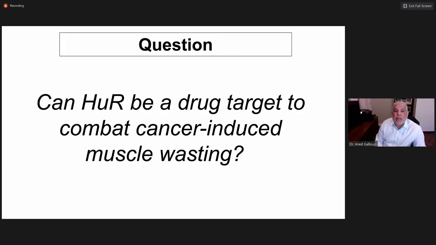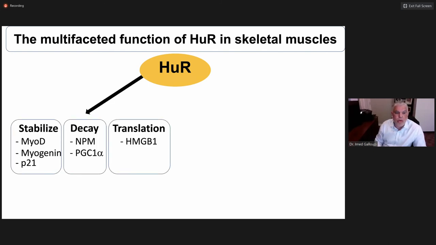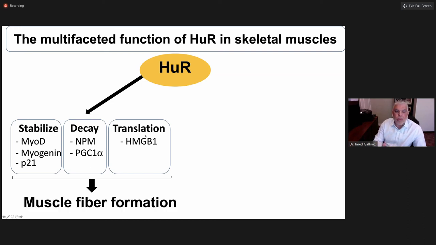Now, can HuR be a drug target to combat cancer-induced muscle wasting? That's a question we are asking ourselves these days, and we are trying to answer. And if I may, I just want to leave you with this idea, that HuR, as I showed you, is known to do many functions: stabilize target messages, promote decay, promote translation to promote fiber formation.